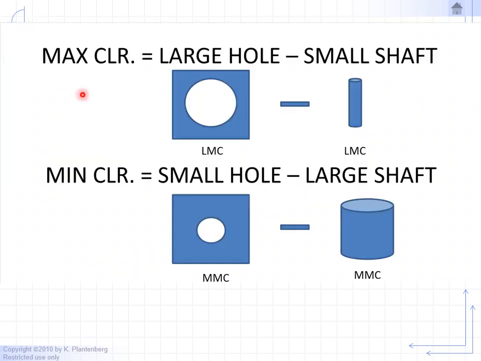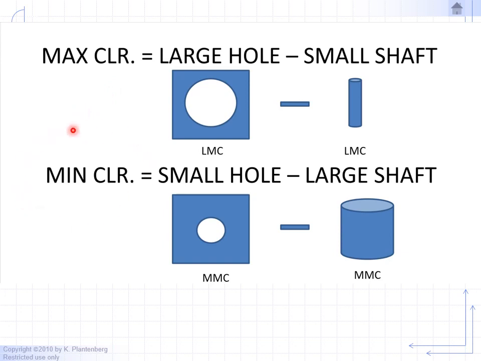Okay, so looking at the two previous slides, once again, maximum clearance is the LMC, the least material condition of the hole, minus the least material condition of the shaft. In other words, it's just the largest diameter hole allowed, minus the smallest diameter pin allowed. If you insert this small pin inside the large hole, there will be plenty of clearance between the two.